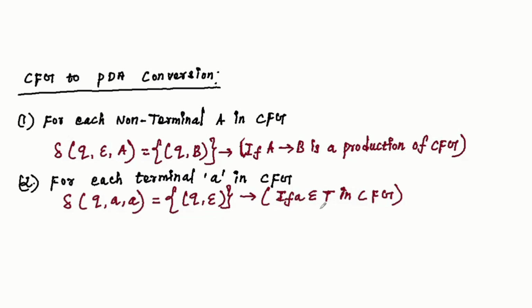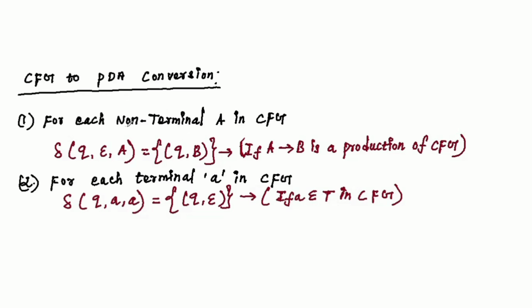If a belongs to T in the context-free grammar, this rule is valid only if a is a terminal symbol defined in the grammar. The first step models the replacement of non-terminal symbols using production rules, just like how derivation works in a context-free grammar. The second step ensures the PDA matches and removes terminal symbols from both the input and the stack, simulating successful passing of the input symbol.